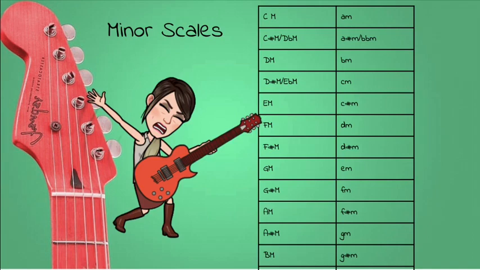Here is a chart of all the major key signatures and their relative minors. When you see a capital key note and a capital M, you know it's major. When you see a lowercase note and a lowercase m, you know it's minor.